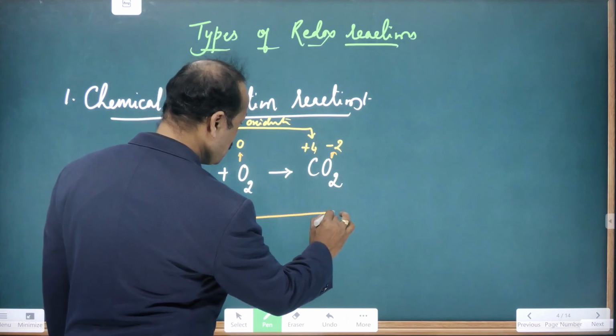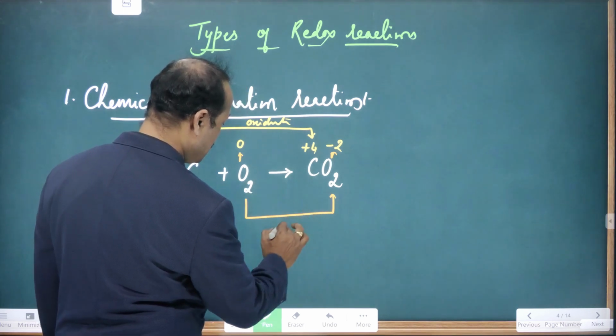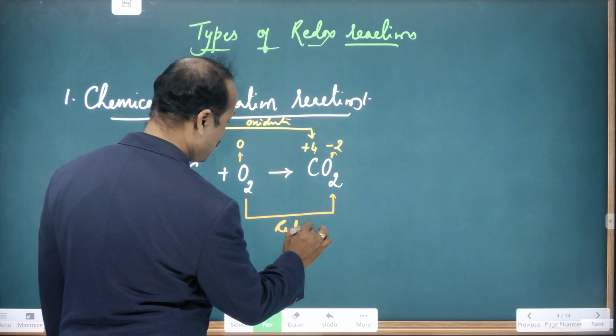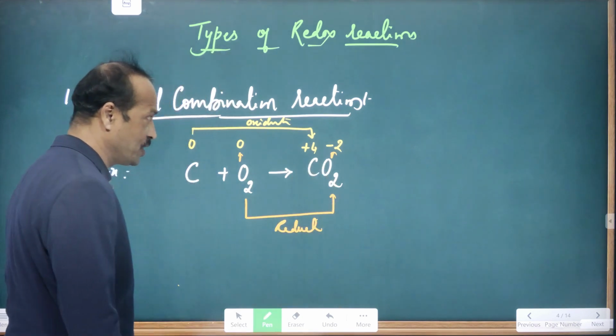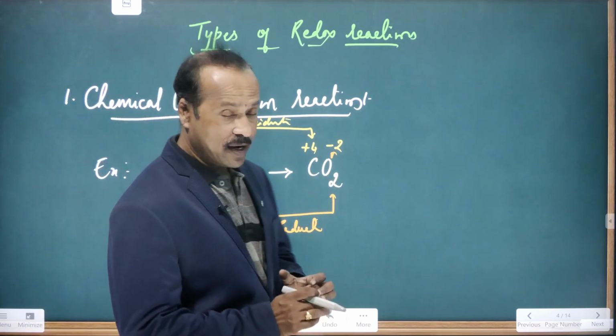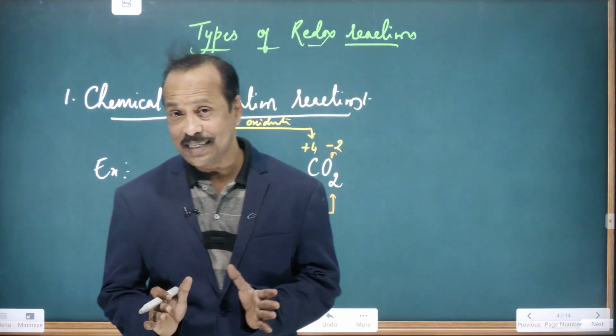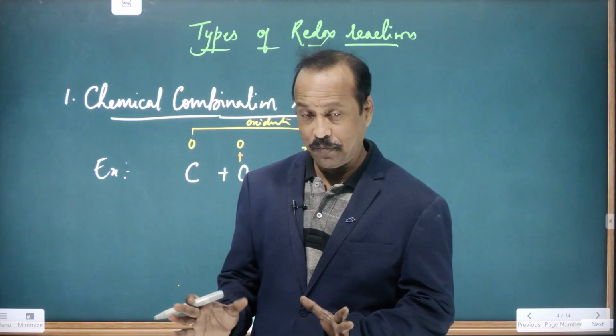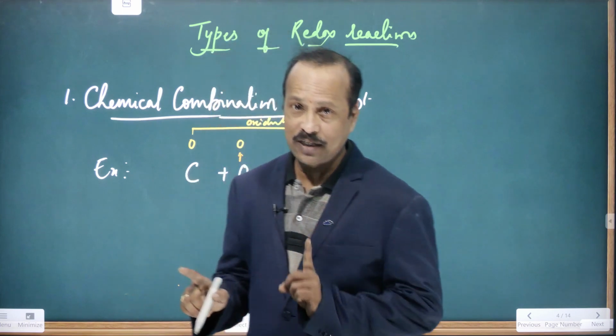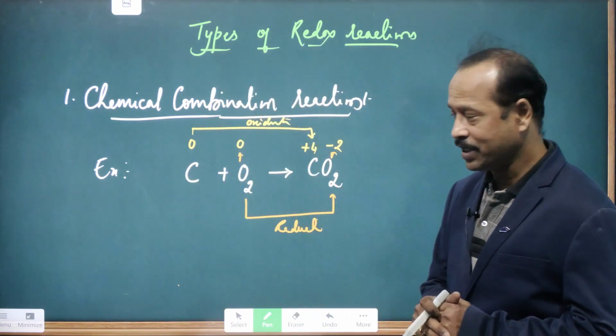So -2 is less than 0. You know that. So here this is what? Reduction. Decrease in oxidation number is called reduction. So in that, when carbon combines or burns in oxygen to form carbon dioxide, here two reactants and the product is 1. So this is called a combination reaction.